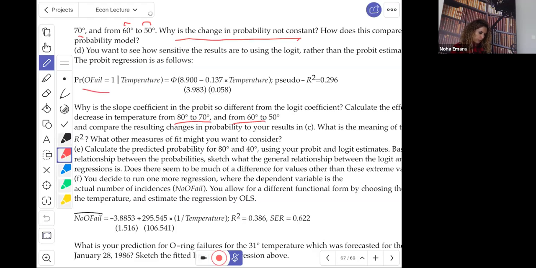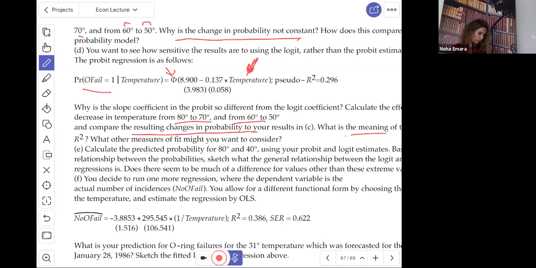Doing it with a probit model. Okay, so with a probit model, you're going to repeat the same. One time 80, another time 70, get the value from the table as we did with the income example. Repeat 60, 50, and get the difference, right? Again, answer the same question. What's the meaning? Compare the resulting changes.